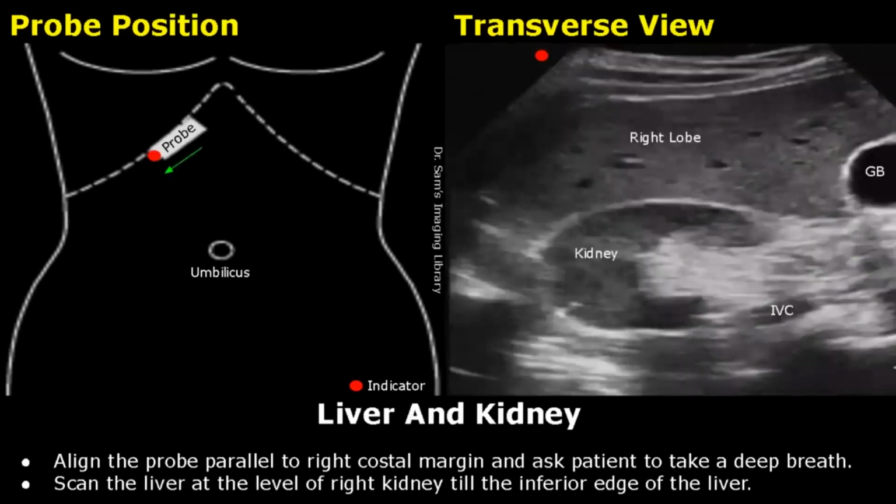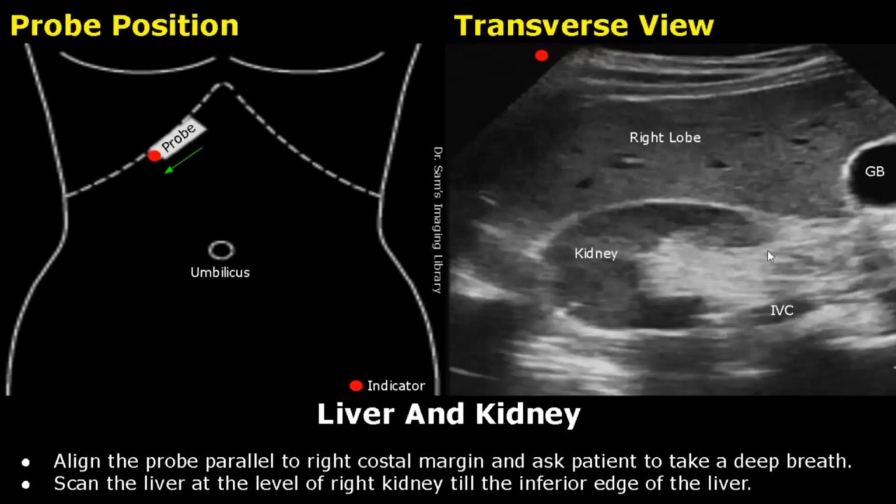After another breath hold, move inferiorly along the costal margin while keeping the probe parallel to the costal margin, with slight angling towards the patient's right shoulder. You can scan the right lobe in transverse view and you will also see the right kidney.